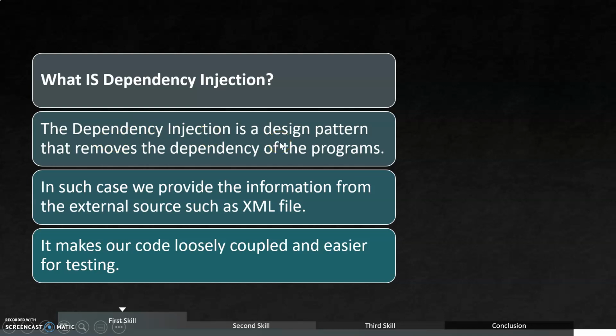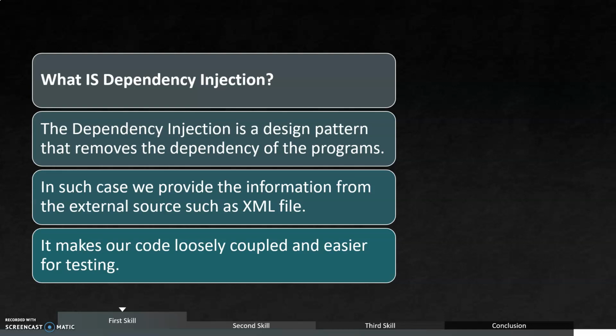Dependency injection is a design pattern that removes the dependency of the programs. When we try to create an object inside another object, we get a problem called tight coupling. To make that object loosely coupled in the Spring framework, we use a design pattern called dependency injection. To solve that problem, we provide the object information in an XML file. Doing this, we can make our code loosely coupled and easier to test.